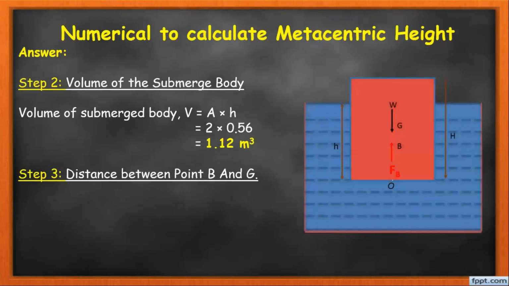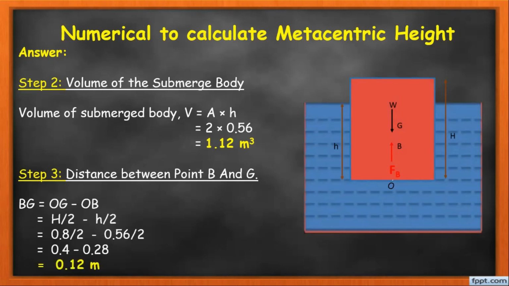So here, from this orientation of the object, we know the total height of the object is capital H, which equals 0.8. The height of the object submerged in the water, small h, is 0.56. So the center of buoyancy is located at small h by 2, and the center of gravity is located at capital H by 2. So we have OG minus OB, which gives you the distance between the center of buoyancy and center of gravity. So capital H by 2 minus small h by 2. So we get the distance between the center of buoyancy and center of gravity, that is 0.12 meter.